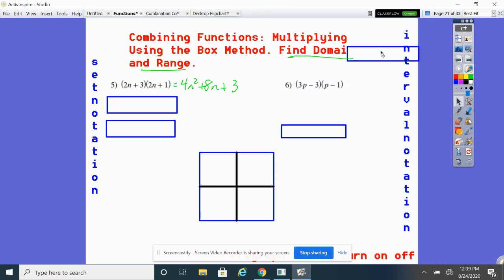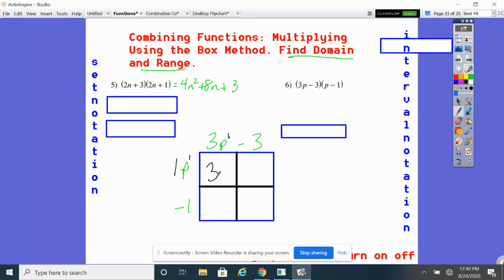Let's take a look at this one. 3p minus 3. So we're going to write that up at the top. Each one gets its own box, and p minus 1 is going to be written downward. Multiply the big numbers, add the little numbers. Remember, this is p to the 1 if you don't see it, and p to the 1. So there's also a 1 out front if you don't see a number there.